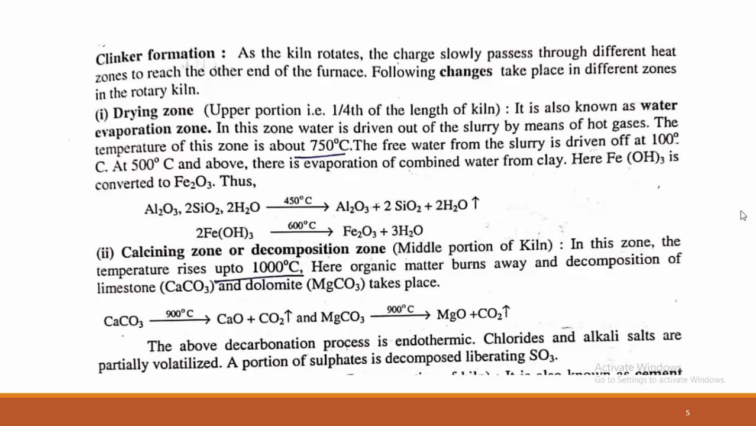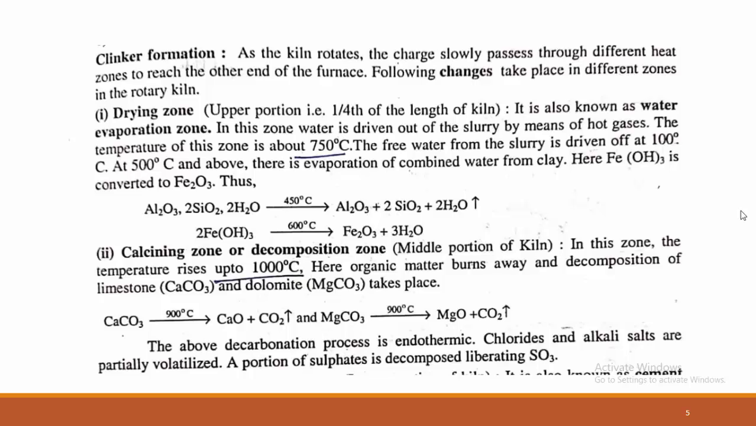In this zone, water is driven out of the slurry by means of the hot gases. The temperature of this zone is about 750 degrees Celsius. This is very important. In the drying zone, water is removed, and the material is freed from moisture, at a temperature of 750 degrees Celsius.